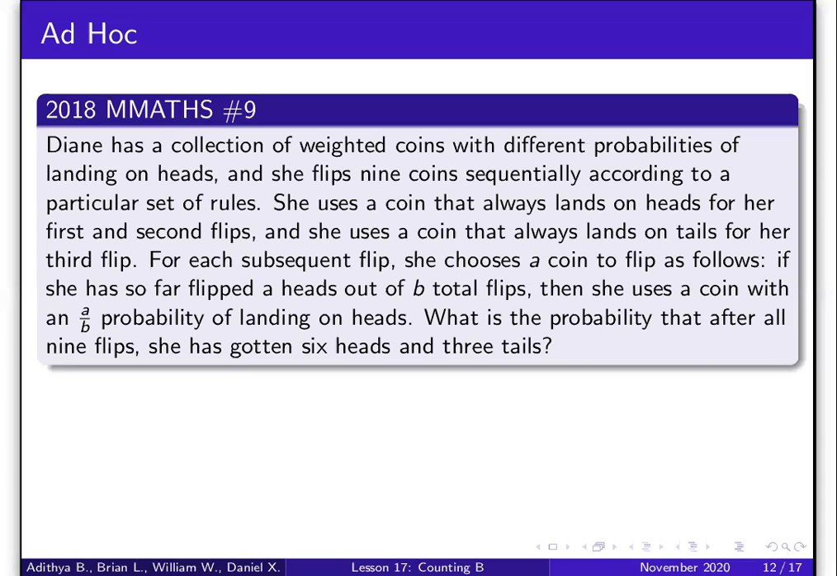The A is a variable. It denotes the number of heads flipped before that coin.